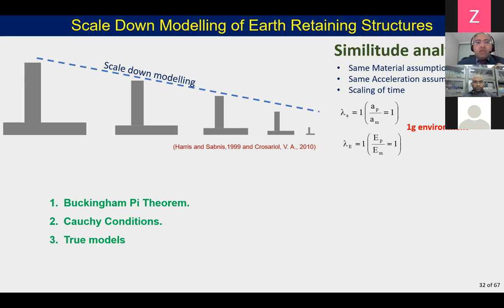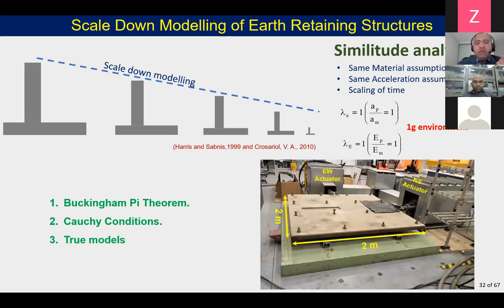But how you test it, that is a problem, because the earth-retaining structure is quite massive. So how you can apply earthquake loading to a very big structure, that was a point of debate. And then we tried to do some similitude analysis, and we have figured out some scaled down model dimensions. So in order to do testing, we have to come up with a scaled down model.